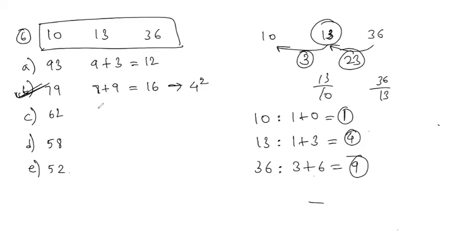Okay, let's check for other options. What is 6 plus 2? 8. 8 is also not a square. So wrong option. Next, fourth option. What is the sum of digits? 13. Again, not a square. Last option. What is 5 plus 2? 7. Yes. Only 16 is a square of a number. Square of which number? It is 4 square. That's why option B is correct.